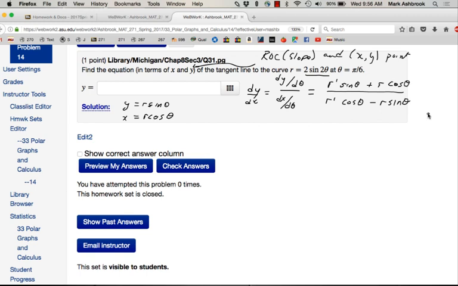Okay, so we just have lots of algebra to do to get these individual derivatives and then to calculate dy dx. So where are we at pi over 6? Okay, so what is r prime? So we'll do one more. R prime is what? 4 cosine 4 theta? I think that's right. 4 cosine 2 theta, thank you.